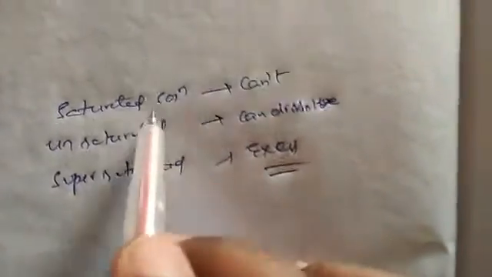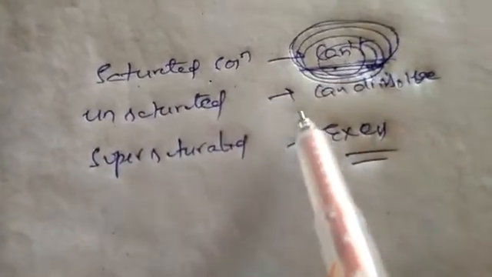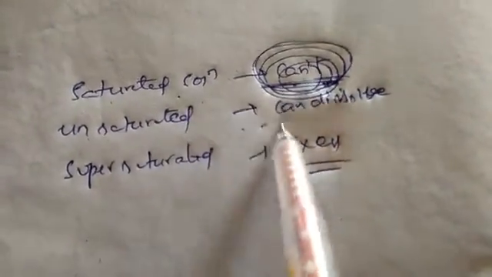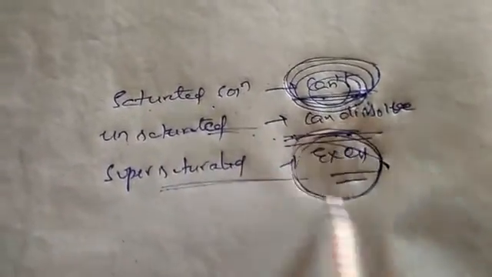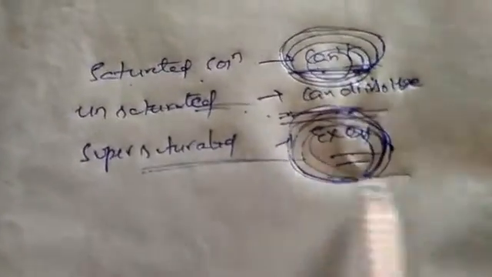Okay students, a saturated solution means a solution which cannot dissolve any amount of solute at a given temperature. An unsaturated solution means a solution which can dissolve some amount of solute. What are supersaturated solutions? The solutions which can dissolve excess amount of solute are known as supersaturated.